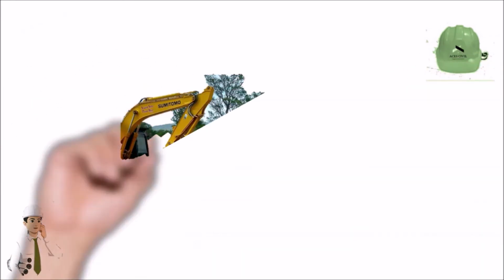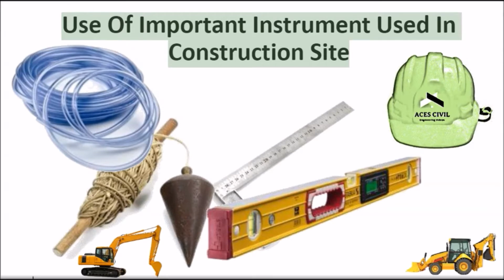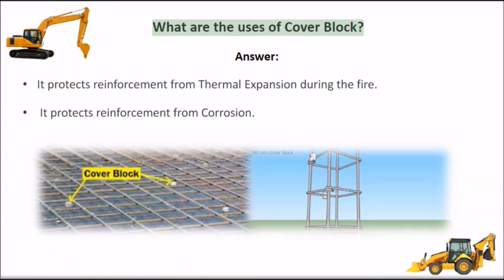In today's video we are going to discuss the use of important instruments used at a construction site. What are the uses of cover block? Answer. It protects reinforcement from thermal expansion during a fire. It protects reinforcement from corrosion.